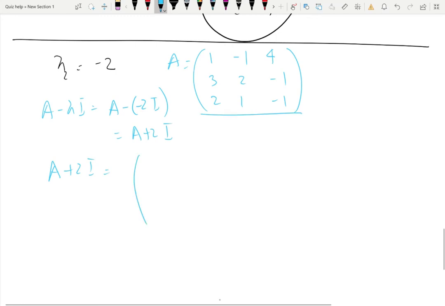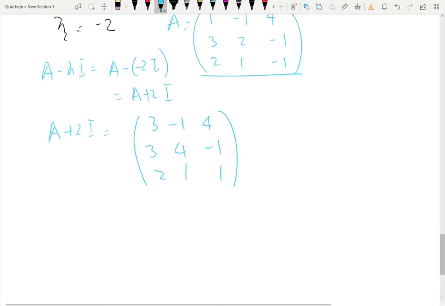So let me write it quickly. You should pause and do this, okay? So here 3, -1, 4, 3, 4, -1, 2, 1, 1. So this is A plus 2y. Now you want to solve this equation where you want to find these little k's, right?